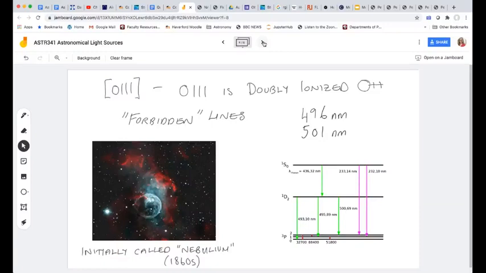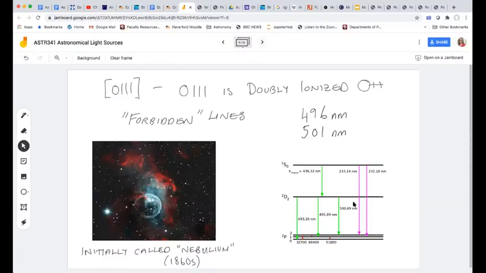I don't want to go into details of what forbidden lines are, but you see them in astronomy because the densities are so low. So you won't see them in a laboratory cloud of ionized hydrogen, if there is such a thing, because you can never get the density low enough to allow it. They have very low transition rates, right? So you need nothing else to happen to the atom before it has a chance to do this emission.